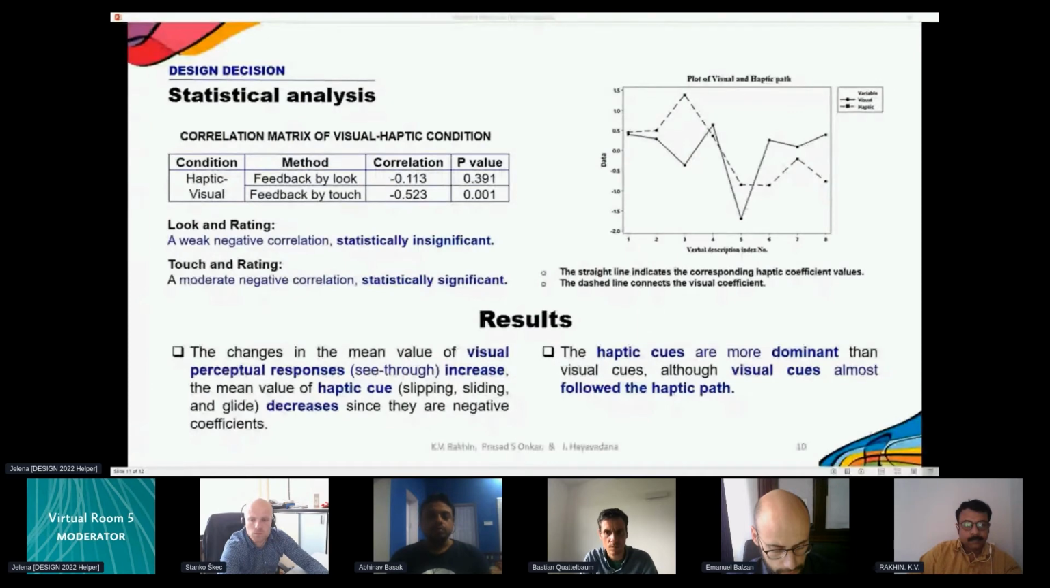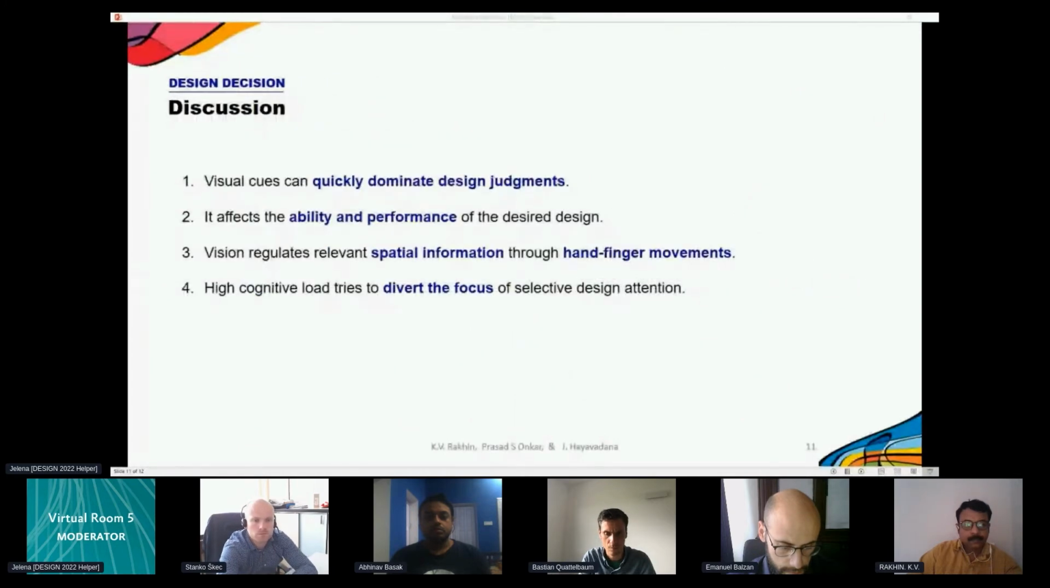The overall results show that the mean value of visual perceptual responses increases, while the mean value of haptic cues decreases. The comparison shows that haptic cues are more dominant than visual cues, although visual cues almost followed the haptic path. This leads directly to my next 4 points.